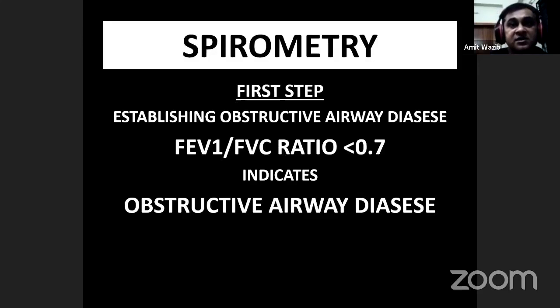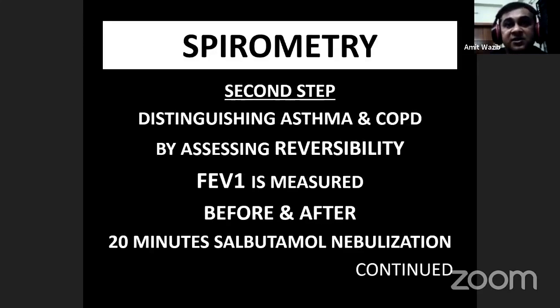So the next step is the second step, or the reversibility test. It is the particular step that differentiates asthma and COPD by assessing the reversibility. So how is it done? It is done by measuring the FEV1 before and after nebulizing the patient with salbutamol. We usually nebulize for 20 minutes. So what we do, we measure the FEV1 of the patient, then nebulize the patient for 20 minutes with salbutamol, and then again after that we measure the FEV1.